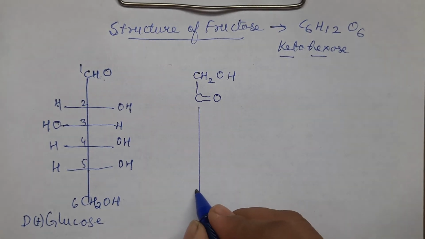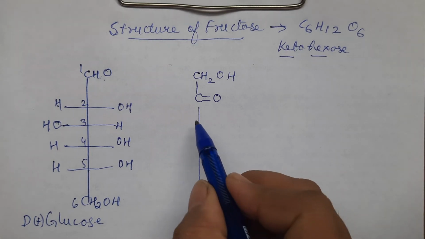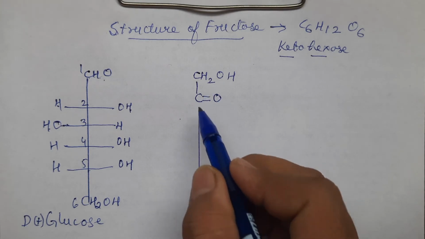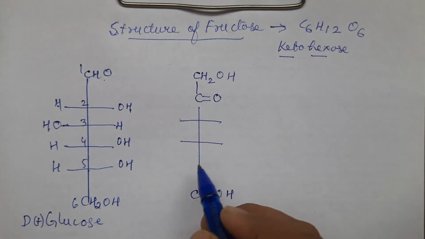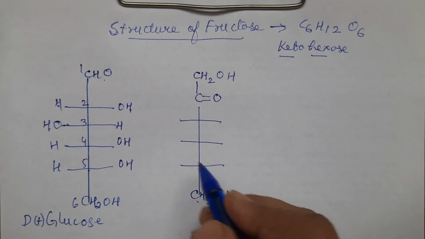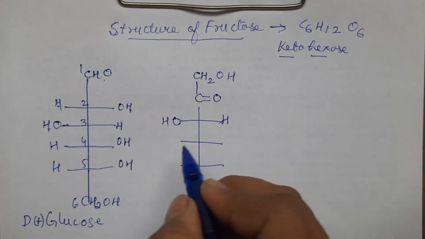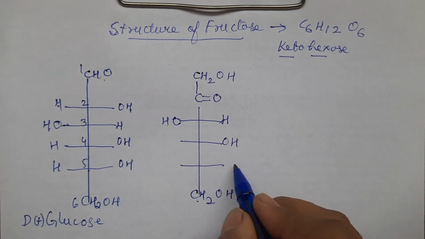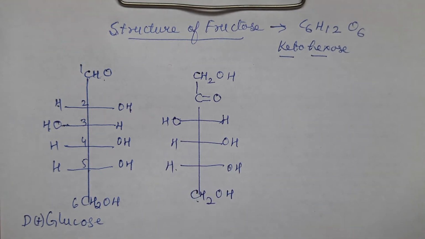Now I'll complete the remaining carbon atoms. Exactly the same, that is not at all different. Rest all is exactly the same. Now 1, 2 carbon atoms are completed. This is the third carbon atom, fourth, fifth and sixth carbon atom, right? As in glucose, OH on the left on the third carbon atom, and the rest all OH on the right hand side. Clear? This is the fructose structure.